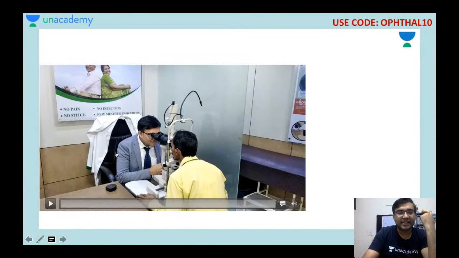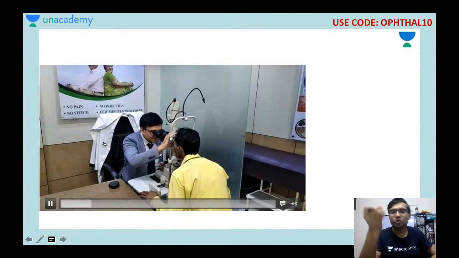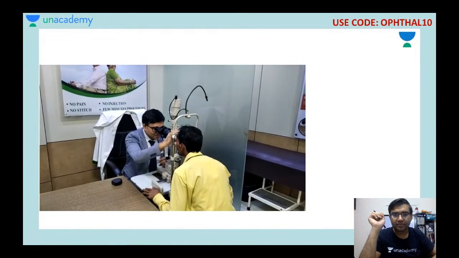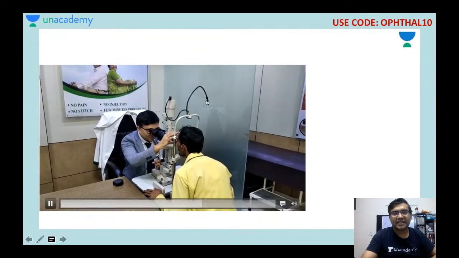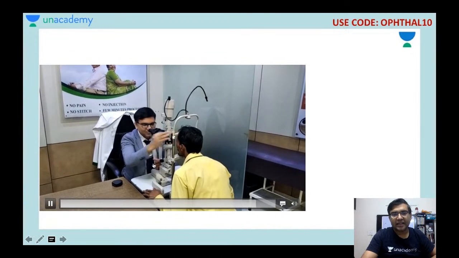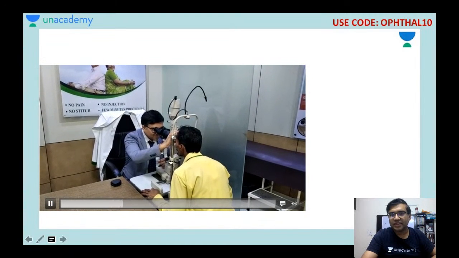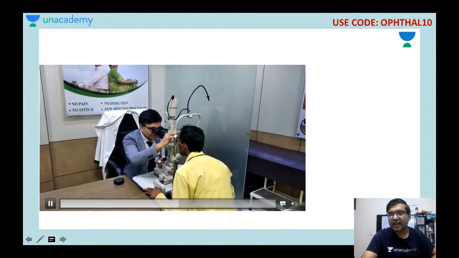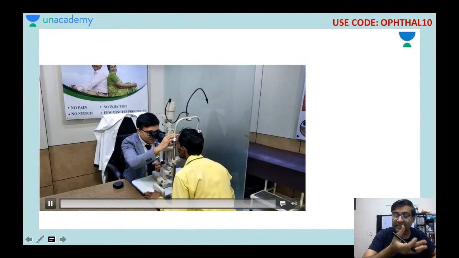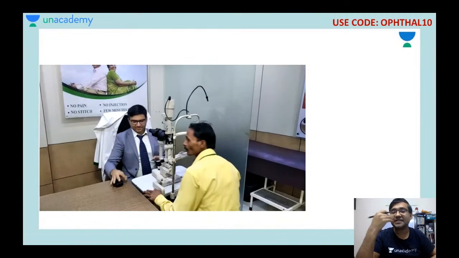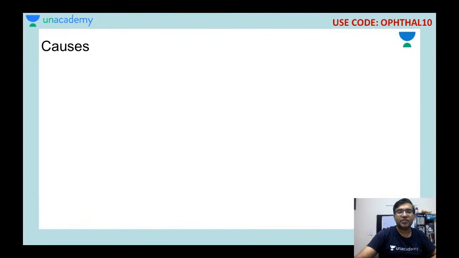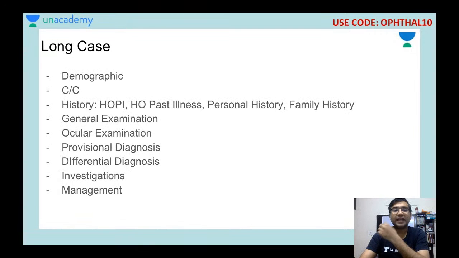If you can see how the slit lamp examination is done, usually it is a dark room procedure, but I'm showing it to you in bright light. This is your slit lamp and this is my joystick. With the help of the joystick, I can move the slit lamp from one place to another, and I can see both eyes. I can see the anterior segment, the posterior segment, the cornea, everything with the help of the slit lamp. Very important investigation.